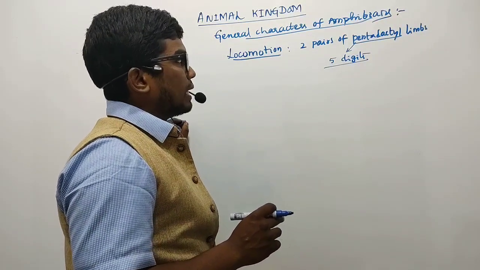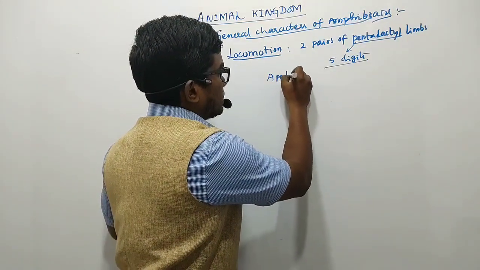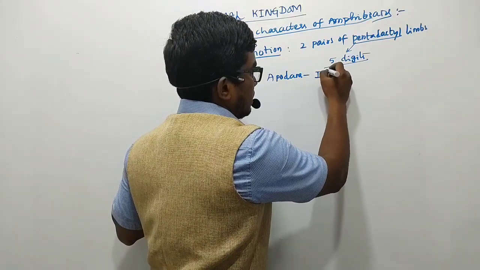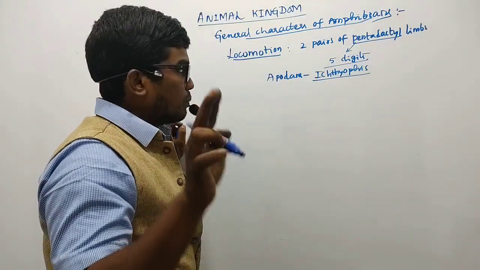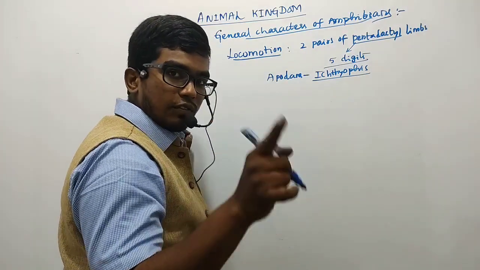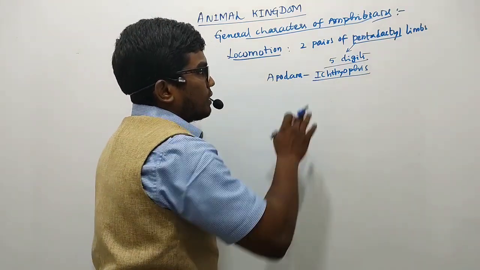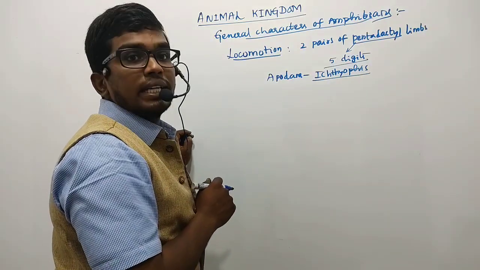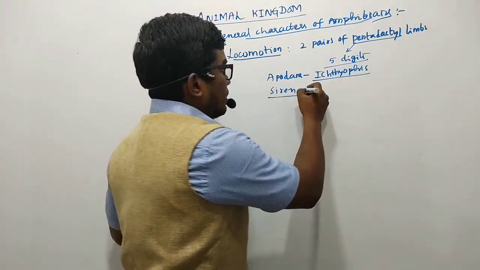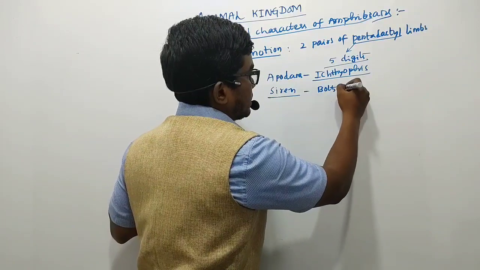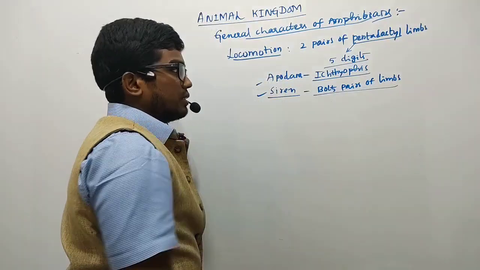Next, let me tell you a few examples you need to remember. Under amphibians we have apodans, a group of organisms, for example Ichthyophis, where one or both limbs can be absent. Either one will be absent or both can also be absent. Generally we refer to Ichthyophis as the limbless amphibian. Next, one more example: Siren. Siren is an example where both pairs of limbs are absent. Compulsorily, both pairs of the limbs are absent with respect to Siren.